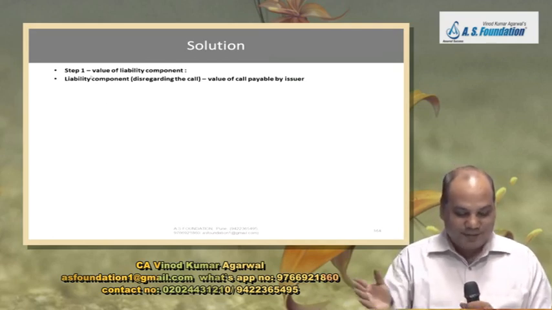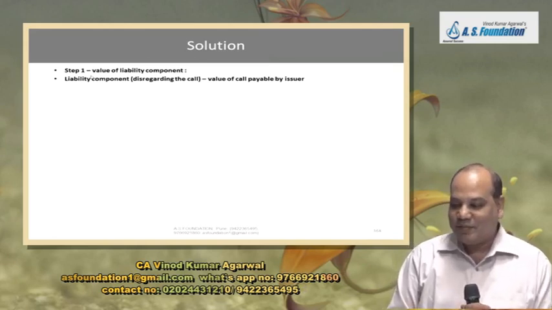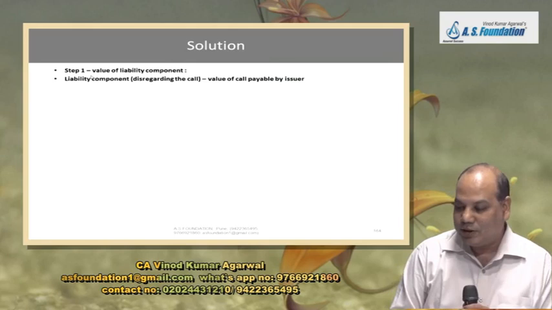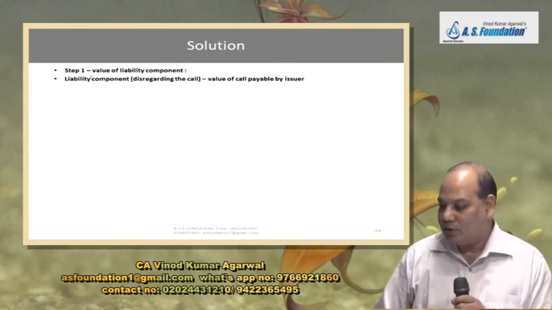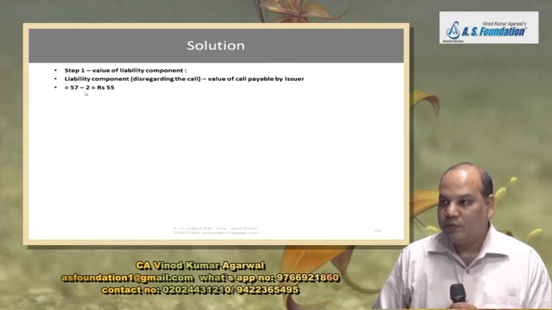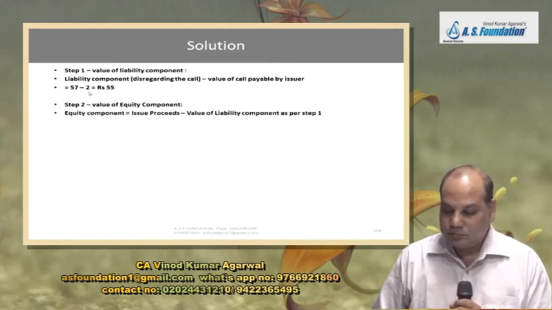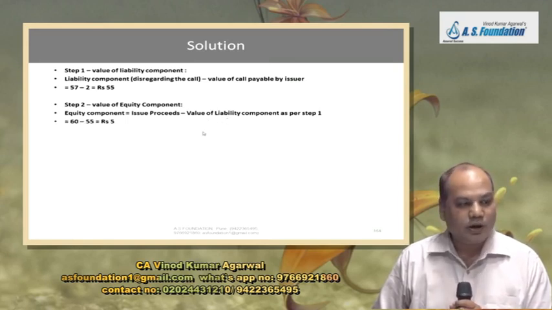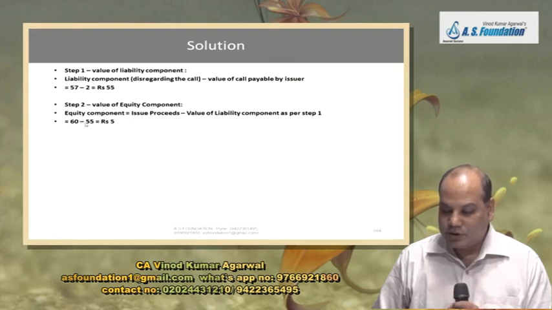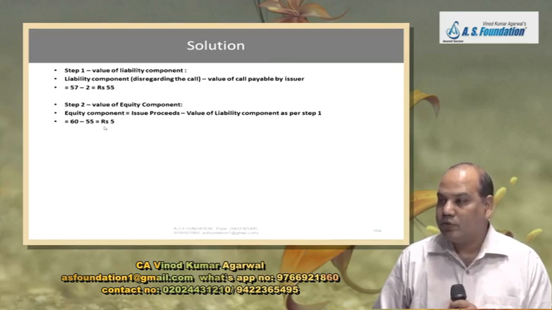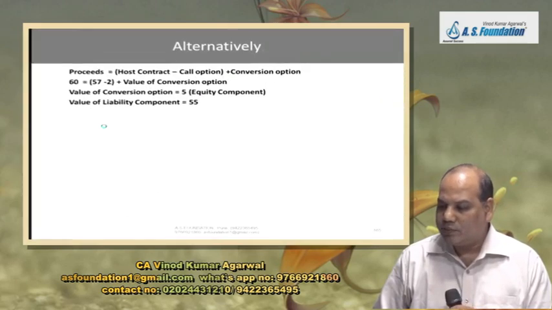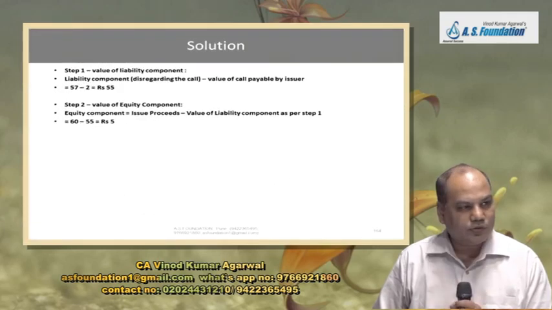Format is drawn, only put the numbers there. Value of the liability component: value of the bond minus value of the call payable by the issuer. 57 minus 2, 55. Value of equity component: issue proceeds minus value of liability as per step 1. Write down the numbers in the sheet. 60 minus 55 is rupees 5. In the exam, this much is enough if they ask you.